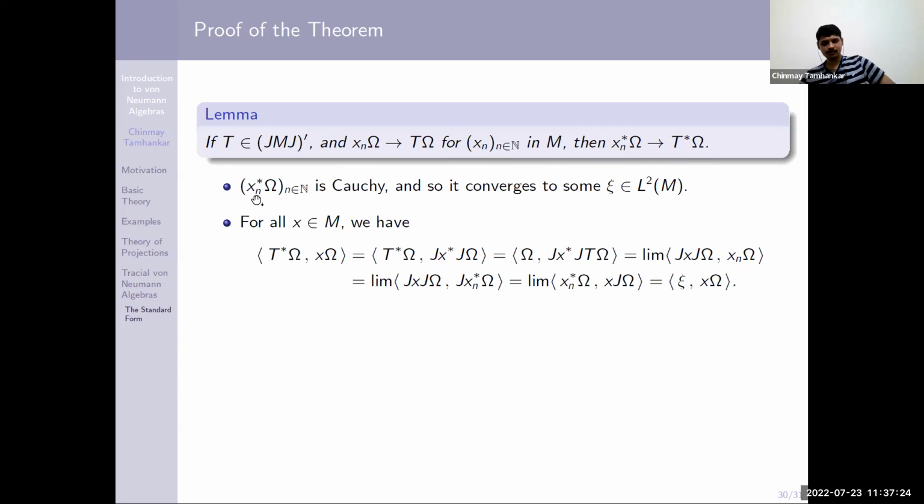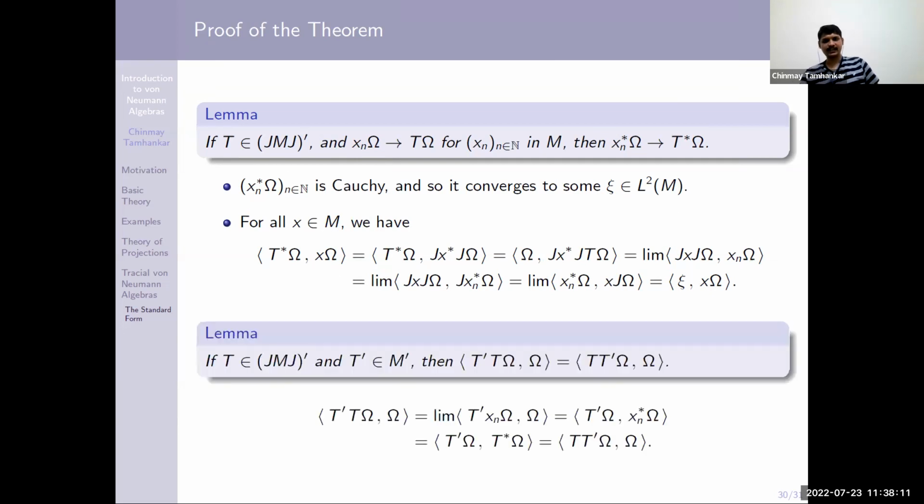To see this, note first of all that x_n star omega is J x_n omega, and so it preserves the norms of these x_n omegas. And since x_n omega converges to T omega, it is Cauchy, and so the corresponding x_n star omega will also be Cauchy. And so it converges to some vector xi in L2. Now, using this simple calculation, we get that the inner product of T star omega with any x omega will, after going through a series of steps, finally be equal to the inner product of xi with x omega. And hence xi will be equal to T star omega, and so x_n star omega will converge to T star omega. And now we will see the second lemma.